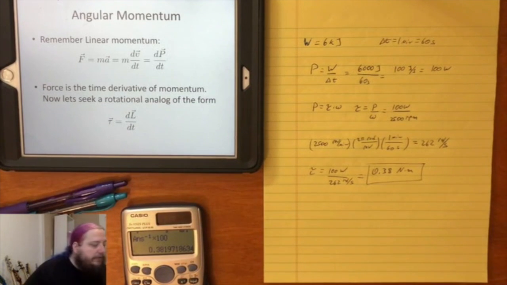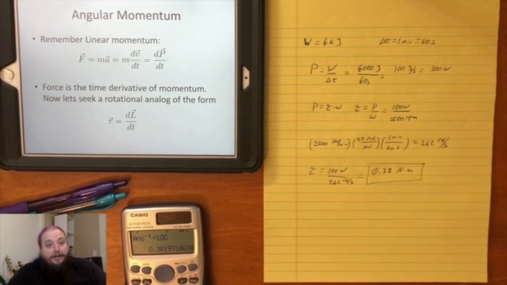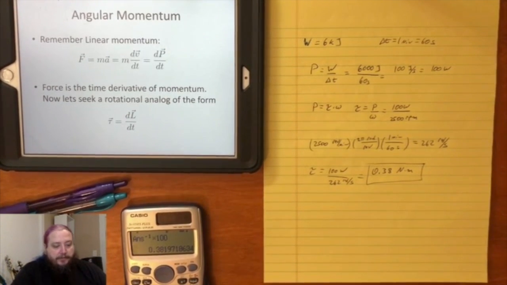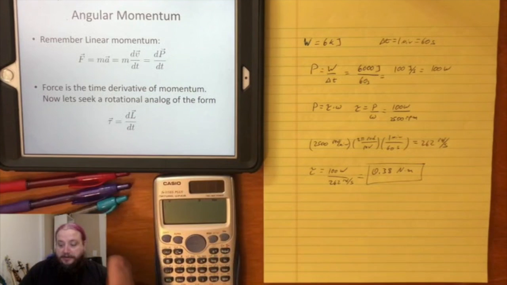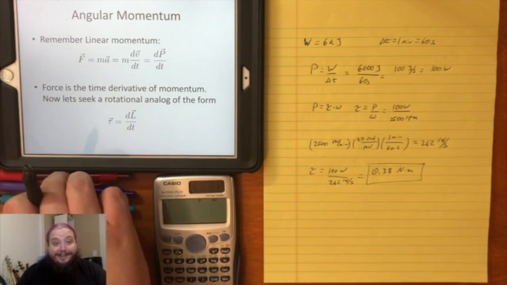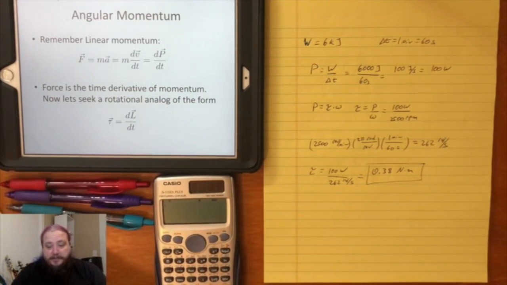Okay, so we've talked about energy considerations. We've done some energy conservation problems with rotation, some work-energy problems with rotation, and we just did a power problem with rotation. We have also been talking about momentum, which is another quantity that is conserved under certain conditions. And the question is, is there a rotational analog for momentum? And the answer is, of course, yes, there is.